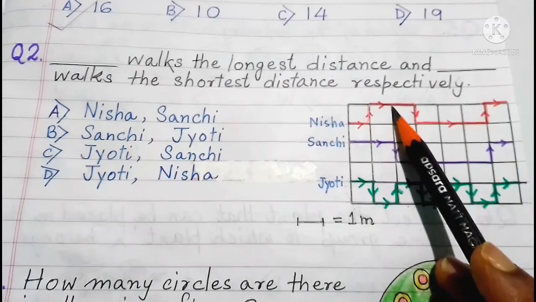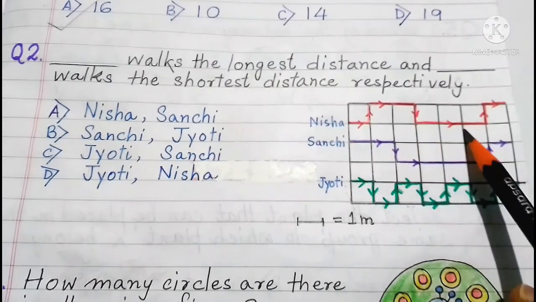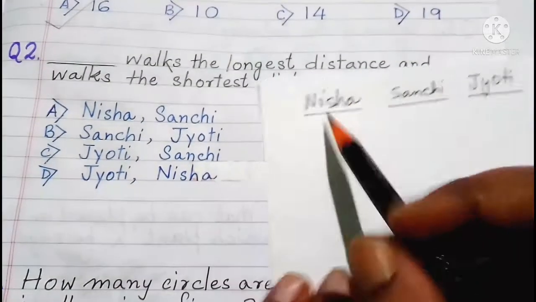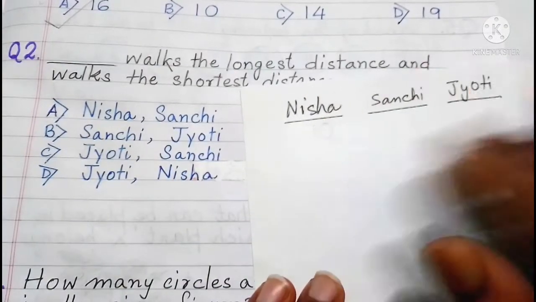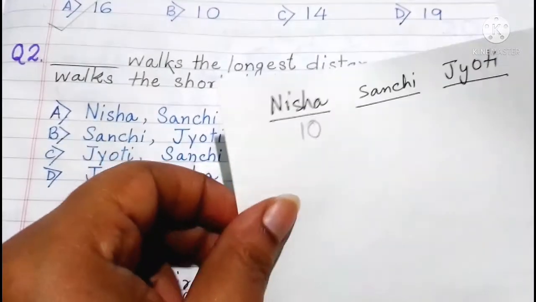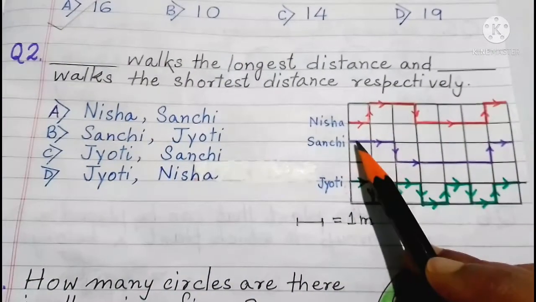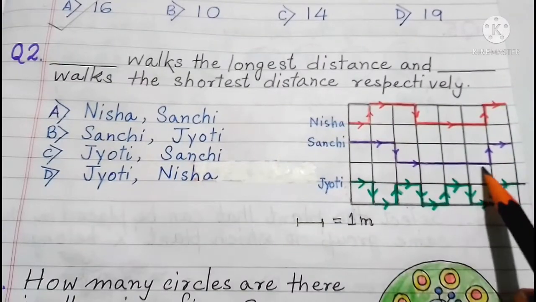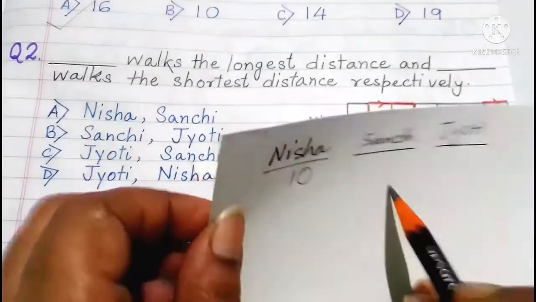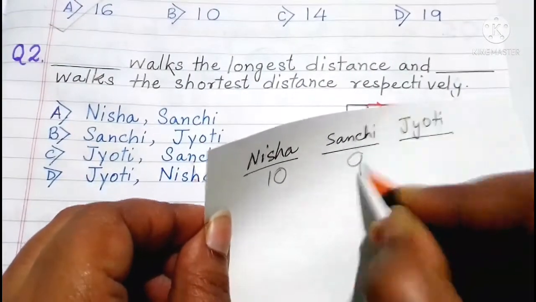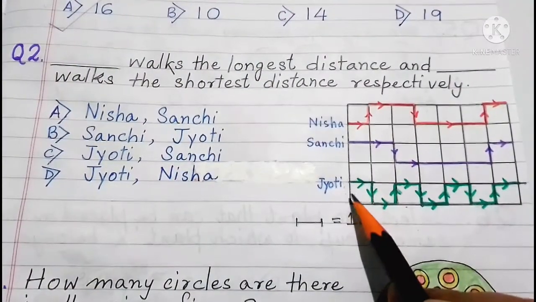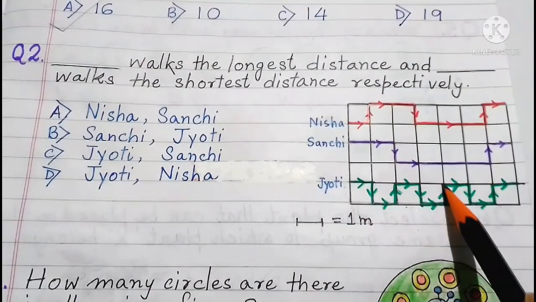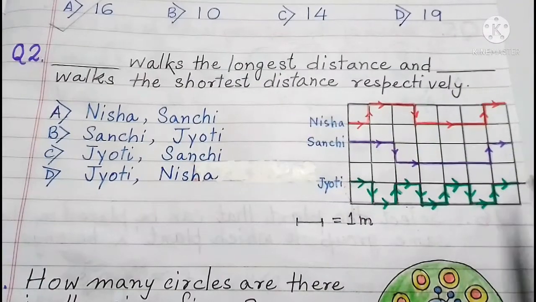1, 2, 3, 4, 5, 6, 7, 8, 9, 10. So can we write 10 for Nisha? So it is 10 for Nisha. Nisha's distance is 10. For Sanchi, it is 1, 2, 3, 4, 5, 6, 7, 8, 9. So for Sanchi, it is 9. And for Jyoti, it is 1, 2, 3, 4, 5, 6, 7, 8, 9, 10, 11, 12, 13.